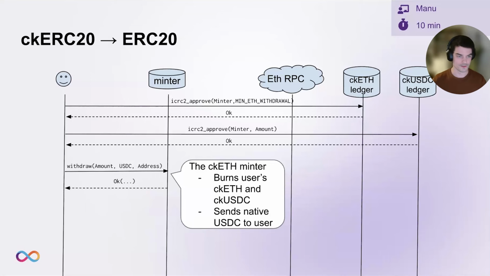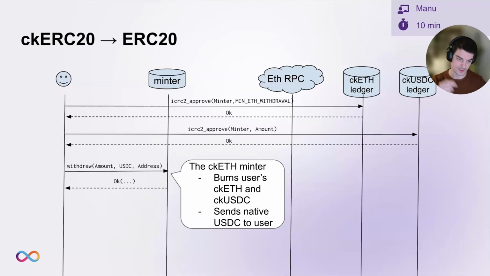So then the flow could look as follows. The user does two ICRC2 approved transactions, approving the CK ETH minter to take some of your CK ETH and to take some of your CK USDC. And then you call the minter saying, hey, I would like to get native USDC back on this specified Ethereum address. And what the CK ETH minter will then do is burn the user's CK ETH and CK USDC, which works because of the approvals that happened before. And then craft a transaction on Ethereum, sending that USDC to the user.